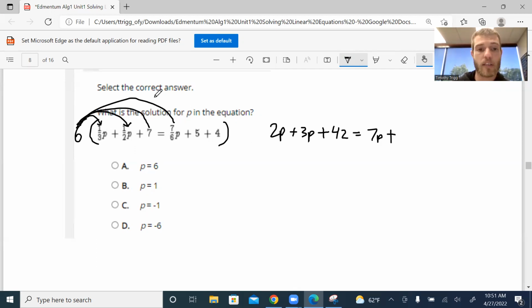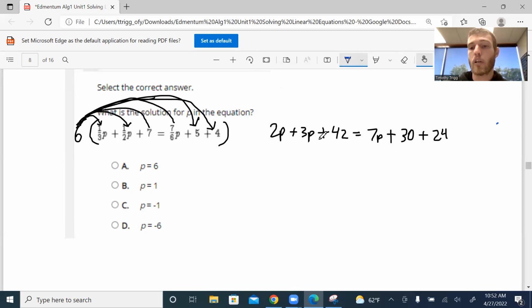Plus 6 times 5, which is 30. And 6 times 4, which is 24. Okay, so that would be the first thing I would always do. If I see fractions, I generally don't like fractions. I'm sure you don't either. I multiply everything by the lowest common denominator, and that cancels out all your fractions. But just make sure you multiply that number by every single term in the equation.